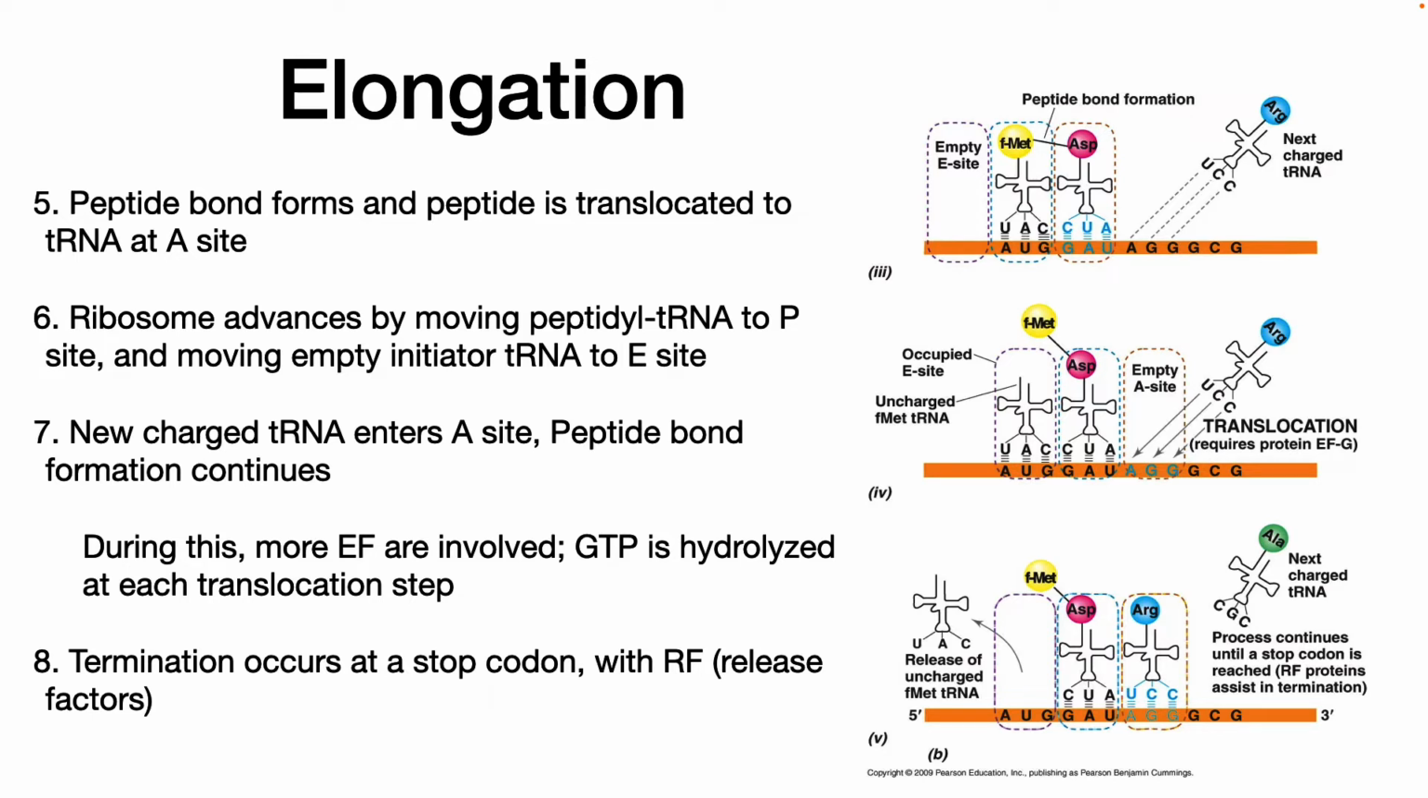A charged tRNA settles into the newly opened A site, and a second peptide bond forms. The process uses more elongation factors, and the ribosome hydrolyzes GTP during each translocation step. Translation continues until the ribosome eventually reaches a stop codon. At that time, the ribosome pauses, and the release factor, RF, enters to remove the protein from the ribosome.